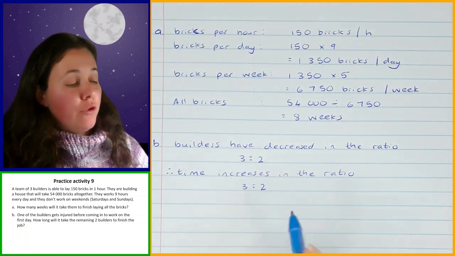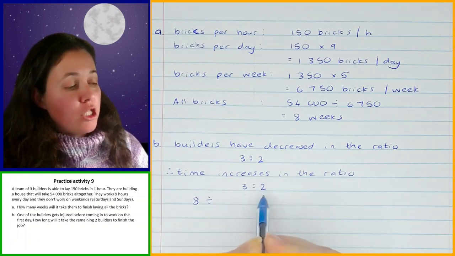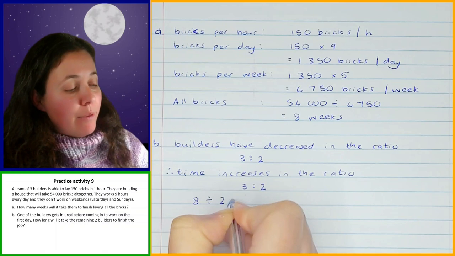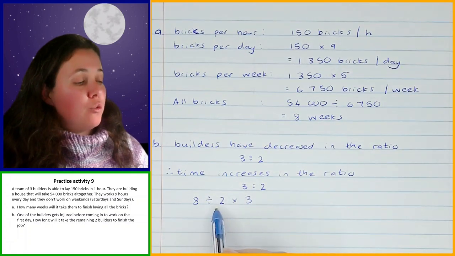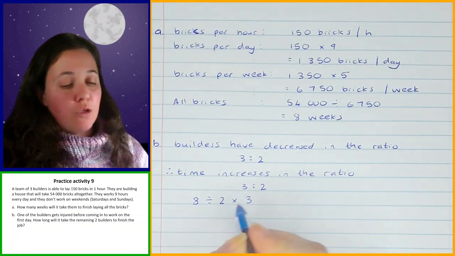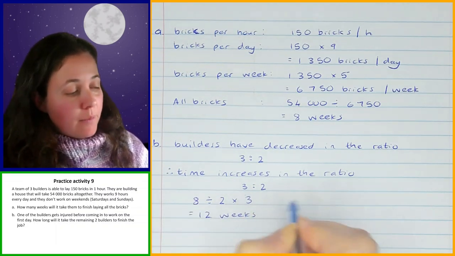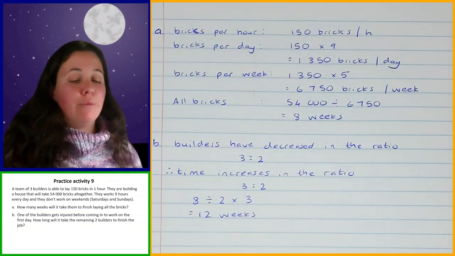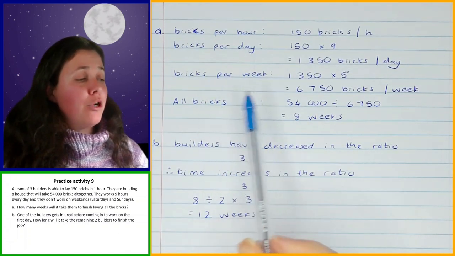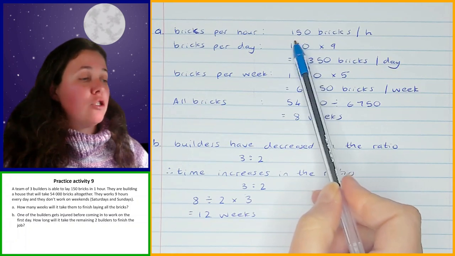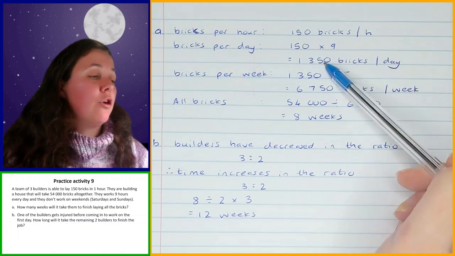So we learned that when we're increasing in a ratio, we take the amount that we have to increase, we divide by the smaller part of the ratio, which in this case is 2, and we multiply by the larger part of the ratio, which is 3. Okay? So I'm going to work that out, and that 8 divided by 2 is 4 times 3 is 12. So now we know it's going to take us 12 weeks to do the work, now that they are down from 3 builders to 2 builders. You can check all of that if you want to by working out if all 3 of them are able to do 150 bricks per hour, then 2 of them would only be able to do 100 bricks per hour, and you'd be able to work the whole thing all out again.